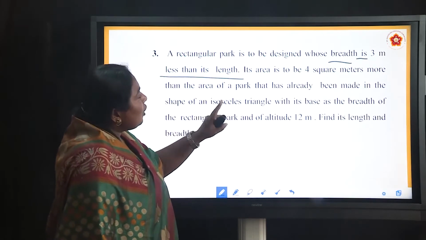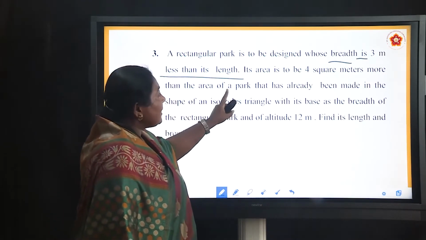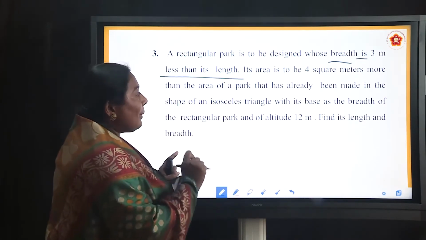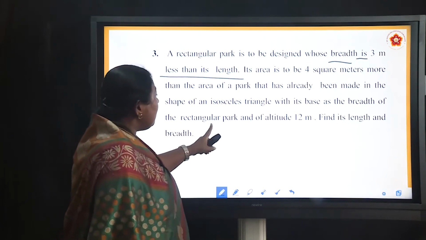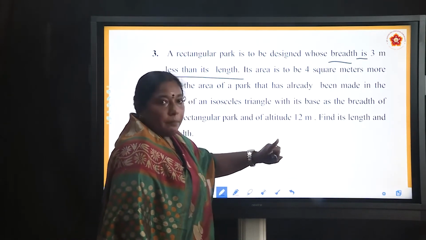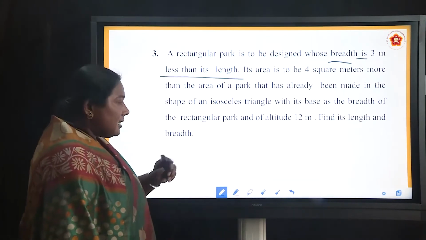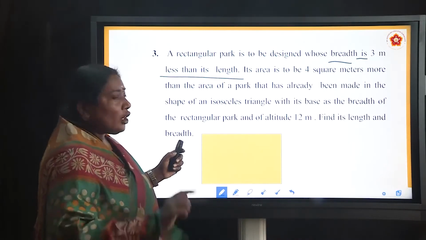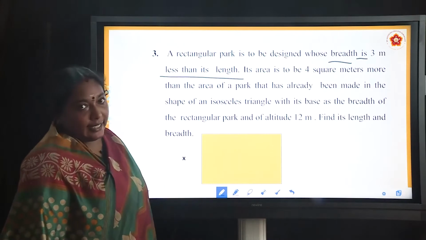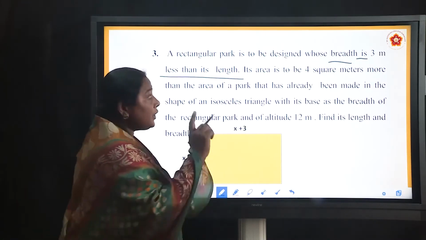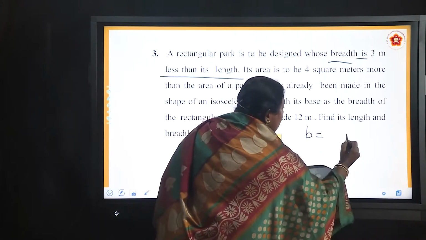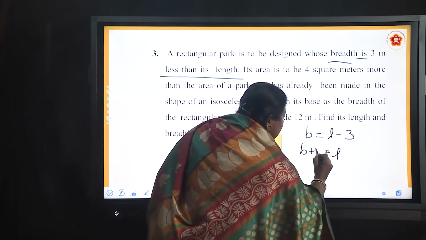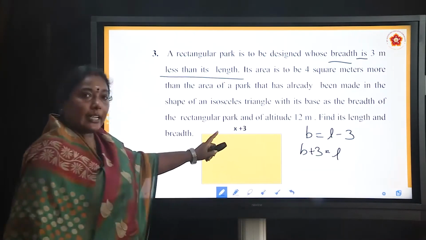Its area is to be 4 square meter more than the area of the park that has already been made in the shape of an isosceles triangle with its base as the breadth of the rectangular park and the altitude 12 meter. Find the length and breadth. So what they have given, simply we will see in a diagram. First they have given a rectangle, then they are talking about the breadth. So let us take the breadth as x, and they told that breadth is equal to length minus 3. So the length is equal to breadth plus 3, right? That is what we have given here, x plus 3.